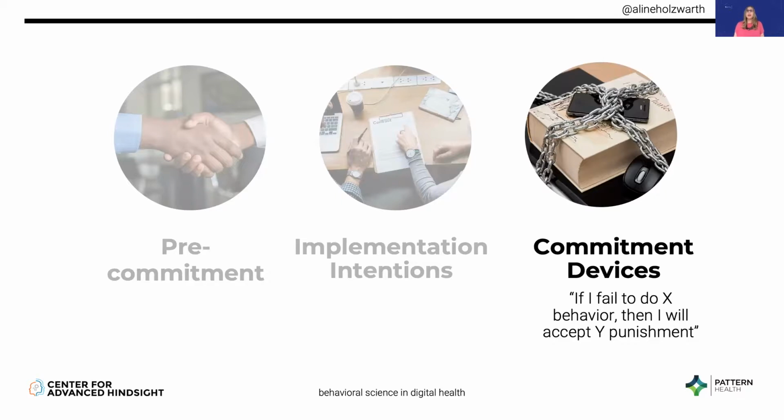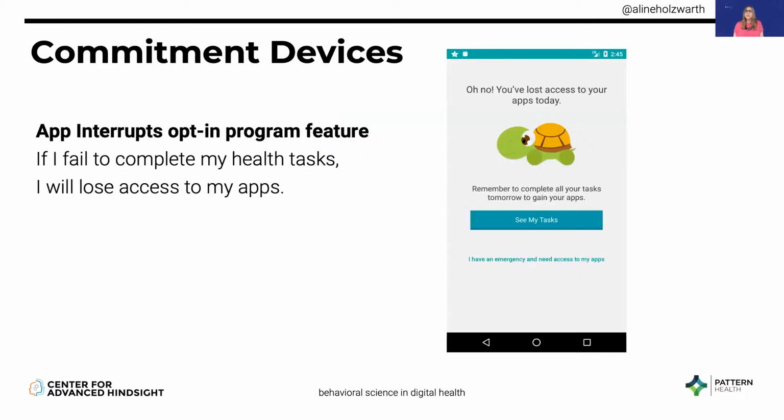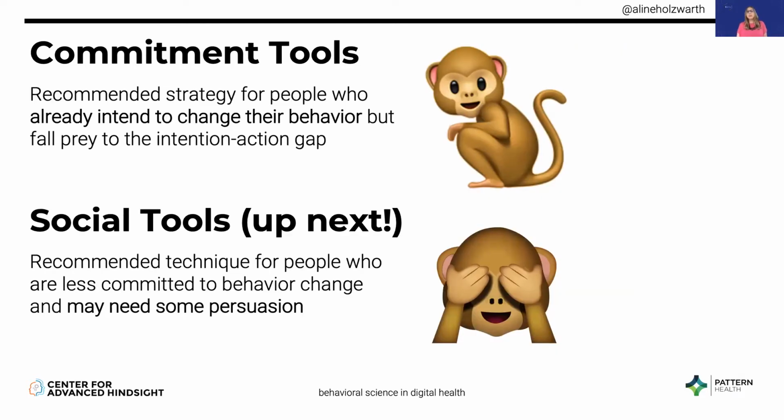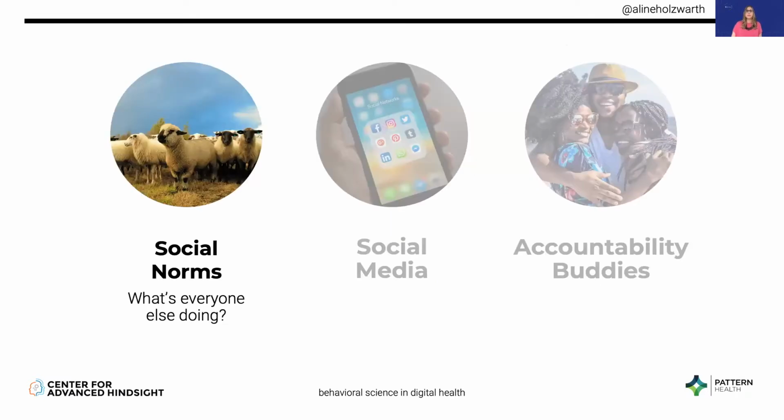Commitment devices add a consequence if you don't follow through on your commitment. And in one version of this, users who fail to take their medication on time temporarily lose access to some apps on their phone. Naturally, this gets people to be much more adherent to the medication regimen. So commitment tools are really useful when you're targeting people who already intend to change their behavior. Social tools, on the other hand, are great when your users may need some additional persuasion.